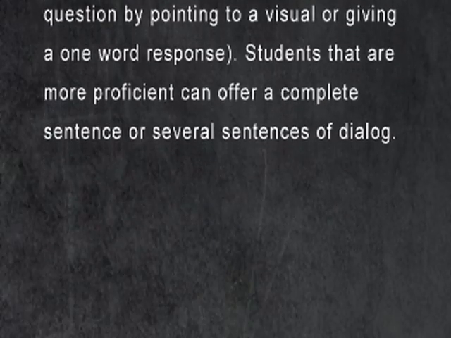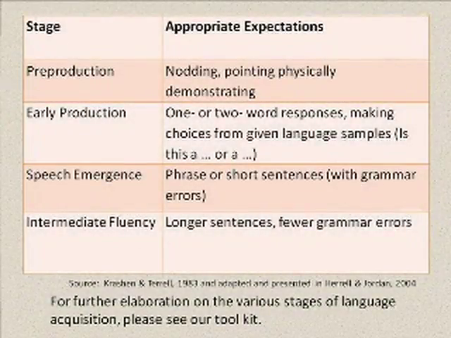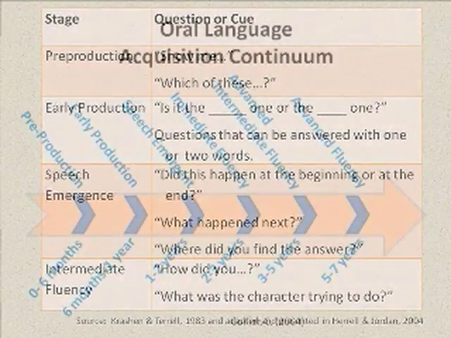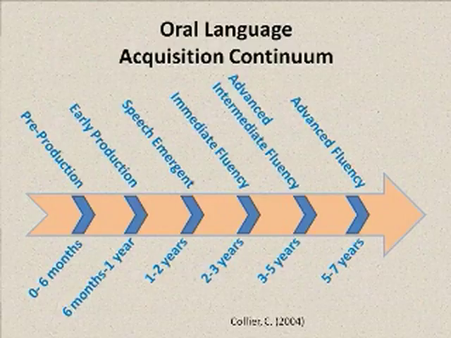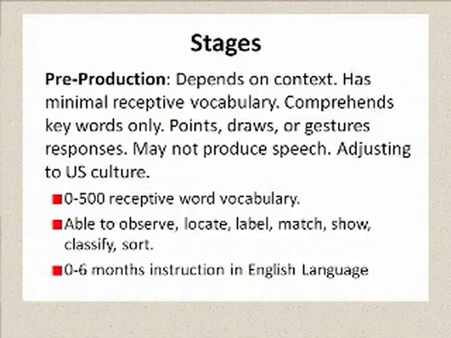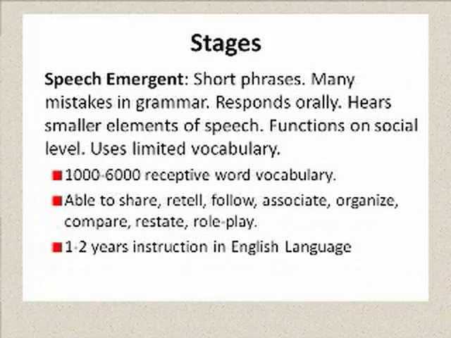For example, there's pre-production stage, there's early production, speech emergence, and then intermediate fluency. Do you think you're able to identify where your students fall along those lines? Yeah, I'm familiar with the stages, and I'm almost positive I could accurately identify where all my students fall. That's excellent, because that's going to be the first step in doing the leveled questions, because we need to know how much the students can respond with, how much English proficiency they can respond with, so that you can create questions that are appropriate to their level of English proficiency.